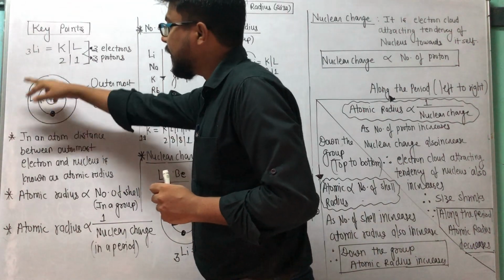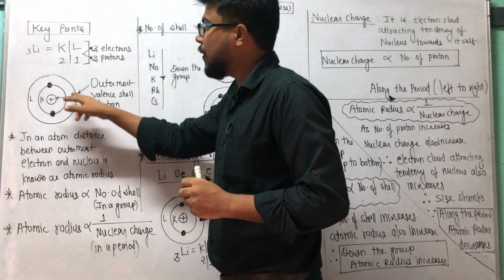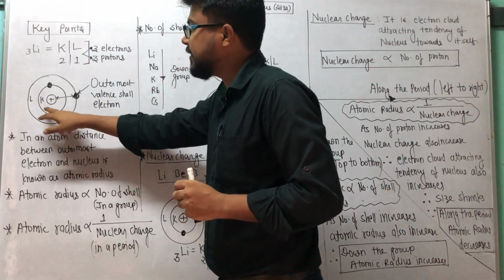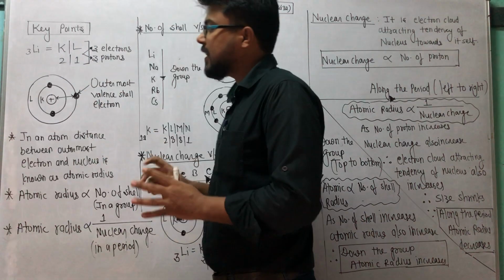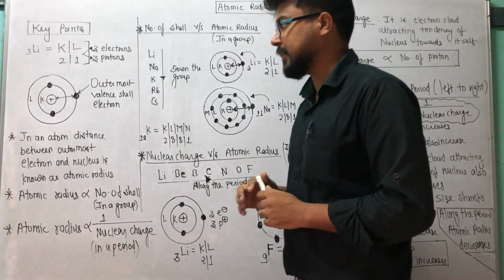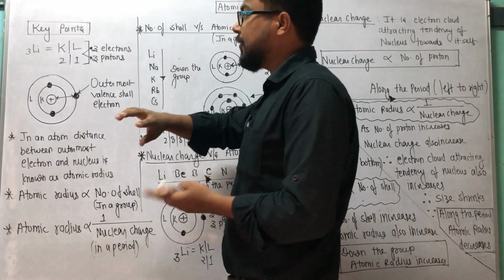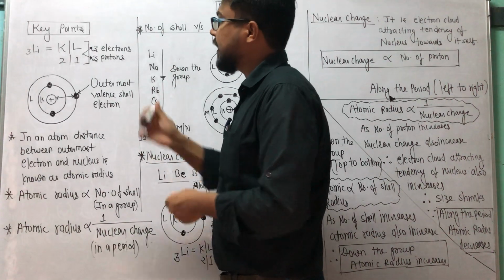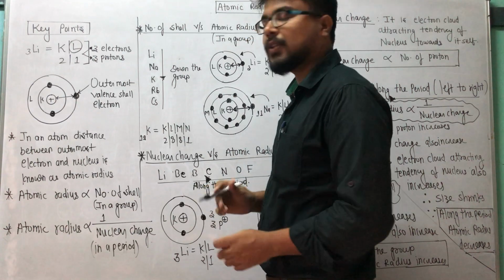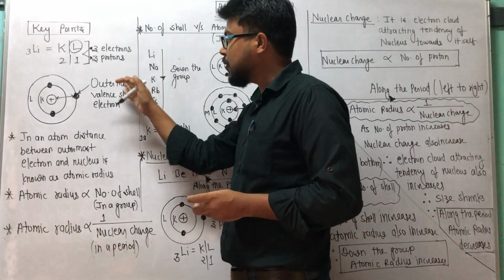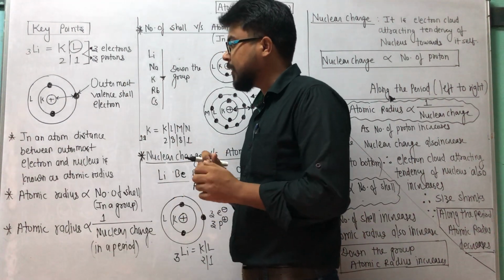So if I represent lithium, in the K shell, that is the first shell, there will be 2 electrons, and the next shell is the L shell, which has 1 electron, correct? This 1 electron, the L shell electron, we can circle it. This L shell electron is also known as the outermost valence shell electron.